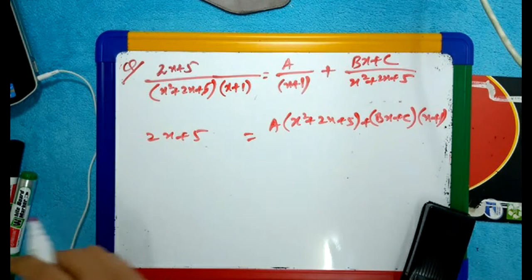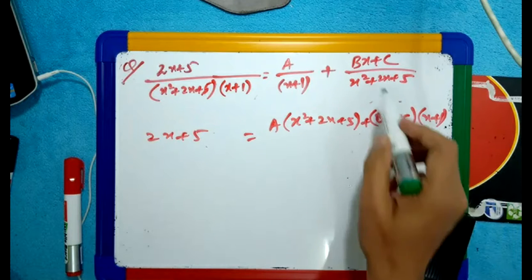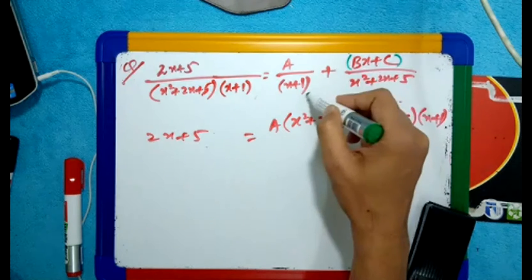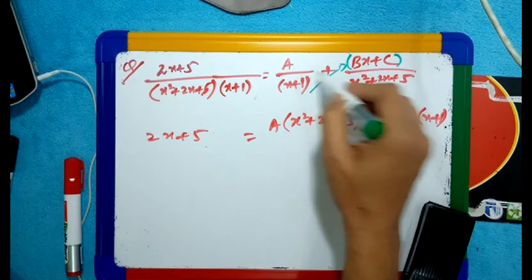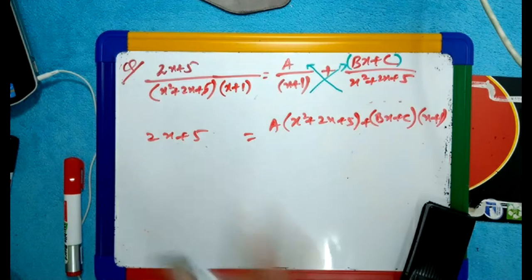Now, how to find A? Do you have any idea? Wait, why plus 1 in the end? Like you see, you put A x squared plus 2x plus 5, and then Bx plus C, then x plus 1. Yeah, this is right. With Bx plus c, this will multiply, and with this will multiply. Oh, wait, sorry. I was thinking of the denominator. Yeah, denominator gone, right?